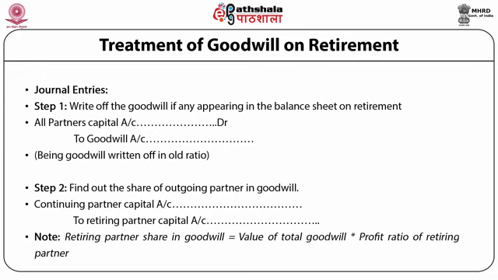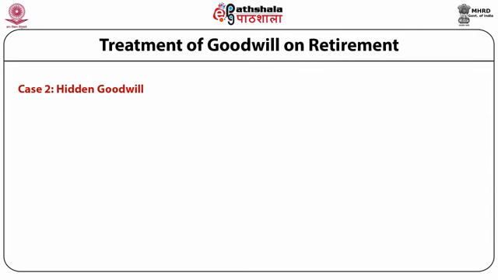Step 2. Find out the share of the outgoing partner in goodwill. The continuing or remaining partners' capital accounts are debited and the retiring partner's capital account is credited. The retiring partner's share of goodwill is equal to the value of total goodwill multiplied by the profit sharing ratio of the retiring partner. Case 2. Hidden goodwill.